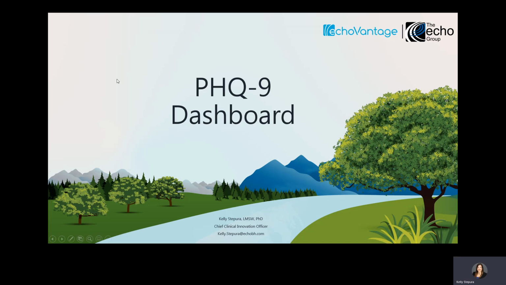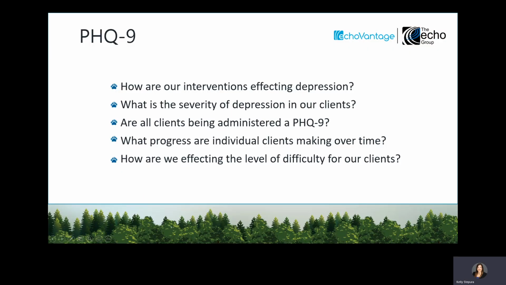So the PHQ9 dashboard is focused on results of the Patient Health Questionnaire Assessment, which measures depression on a scale from 0 to 4 with 9 questions. The severity of depression is categorized based on the total score, and there's a question about the level of difficulty the client is experiencing as well.